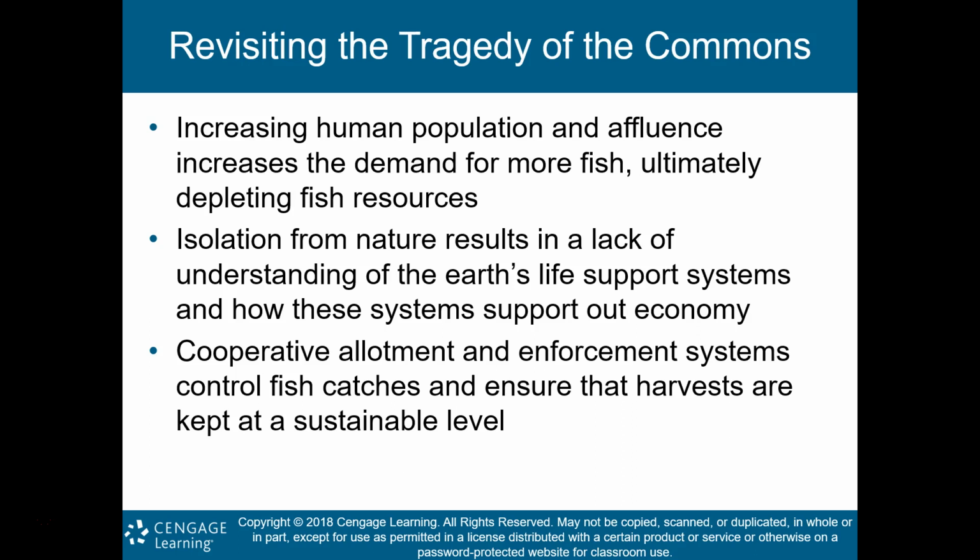And then another approach would be to convert open access resources to private ownership, with the idea being that if you own something, you're more likely to protect your investment. Unfortunately, though, history has actually shown that this isn't very effective and oftentimes leads to further environmental degradation. And also, it's kind of not possible to have private ownership of things like the atmosphere and ocean fisheries and global life support systems. So really, this idea of cooperative allotment would be the best way to deal with something like degraded fisheries.